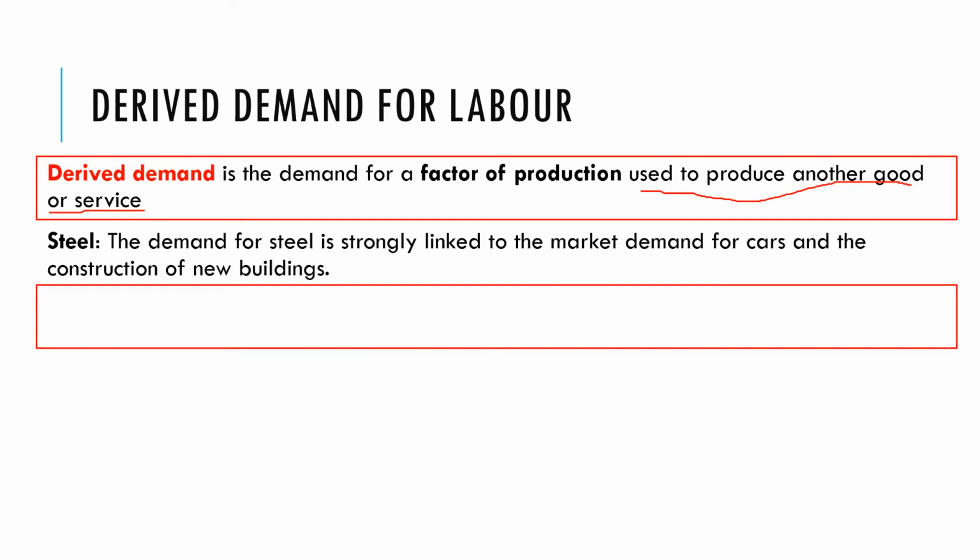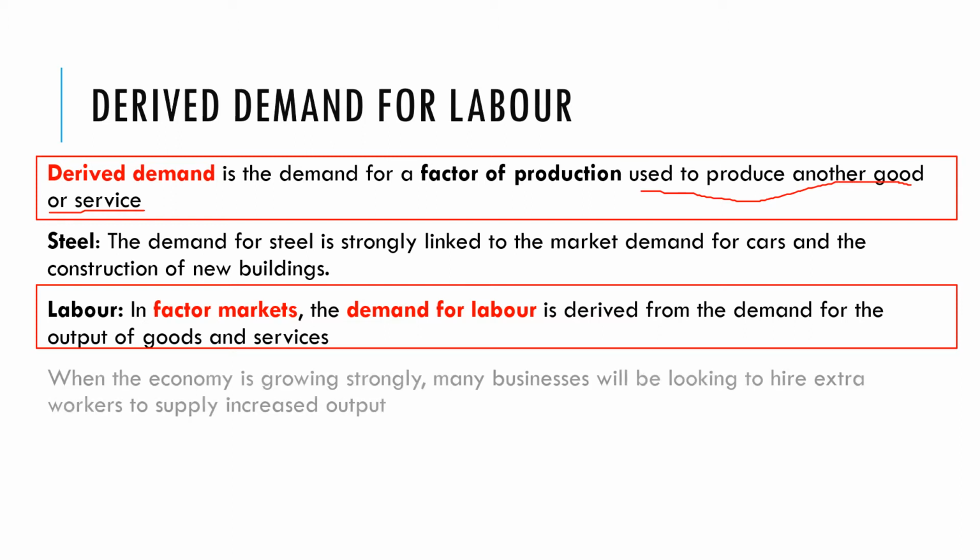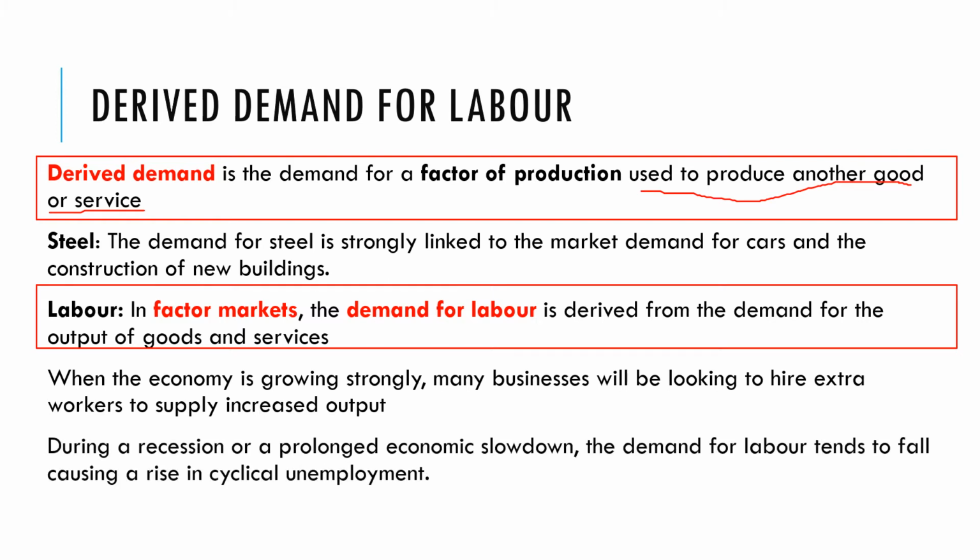The demand for steel is not because we just want sheets of steel lying around, it's because we want to use the steel to make cars and new buildings and things like that. So the demand for steel is derived from the construction of new buildings and cars. Likewise, the demand for labour is derived from the demand for the outputs of the goods and services that labour produces. So when the economy is growing strongly, many businesses will look to hire extra workers to supply increased output. During a recession or an economic slowdown, the demand for labour will tend to fall.